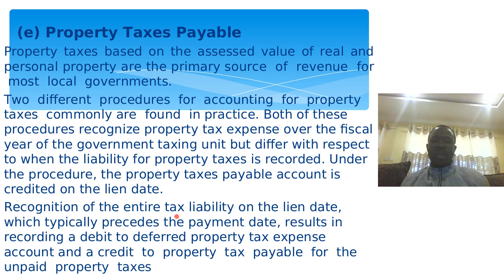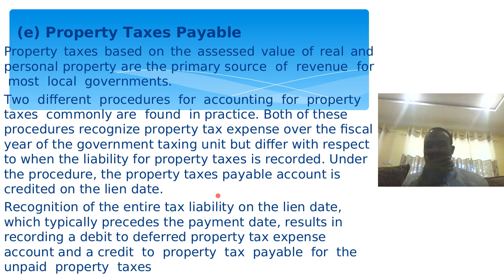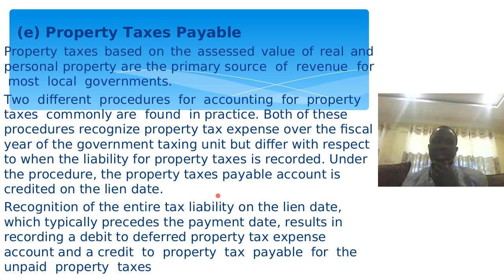Now, what we mean by the lien date is that it is the date or the time when the taxes for the fiscal year become a lien on the property. The lien date can also be a date of the valuation of the property. So the date at which that property is valued, that is what we call the lien date.